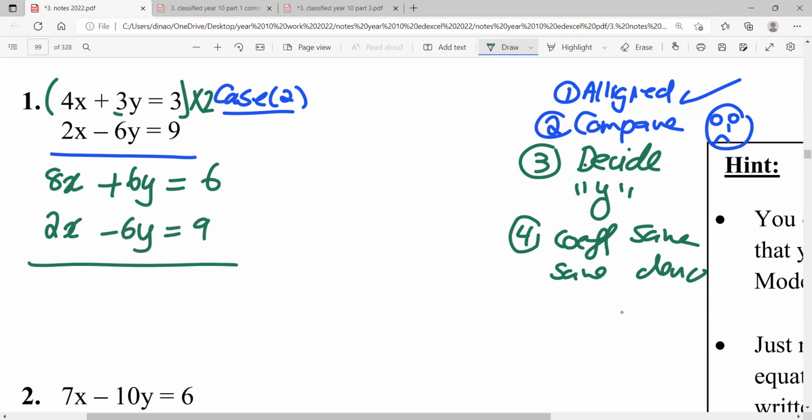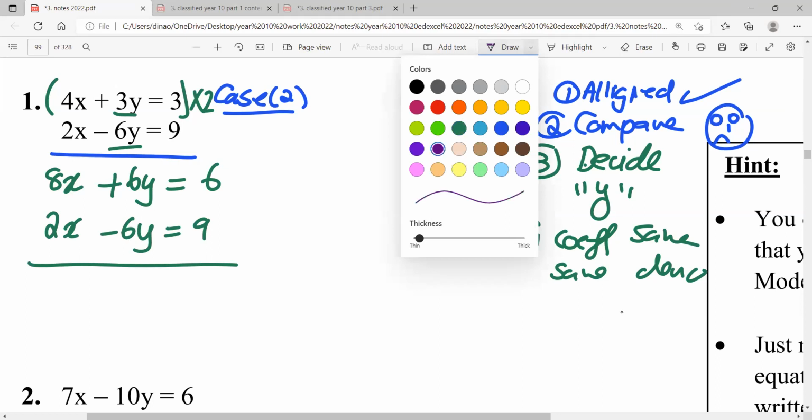يبقى again, I decided that I will work on the y's. لقيت إنه I can easily change the 3 into 6. How do I do that? By multiplication. I multiplied the first equation by 2. 2 times 4x, 8x. 2 times 3y, 6y. 2 times 3 is 6. And then I keep the second equation as it is.